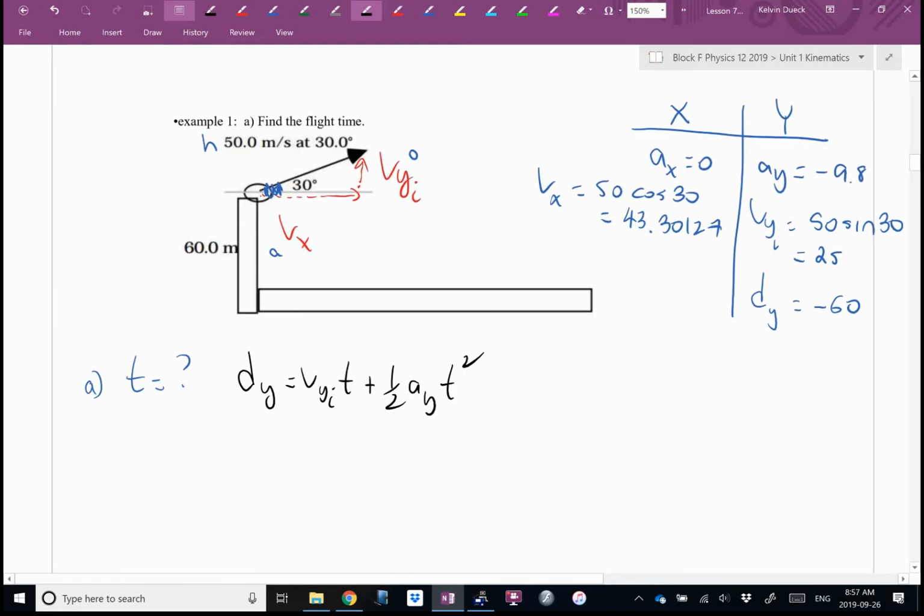When I do that, I'm going to get negative 60 equals 25t minus 4.9 t squared. I did half of negative 9.8 in my head. I hope I didn't lose you with that, because I can divide any number by 2. What kind of an equation is this? It's a quadratic. How do I know? Because there is a squared. And unfortunately, this quadratic has a squared t and a linear t, so I can't get a t by itself. I've got to solve this like it's a quadratic equation.